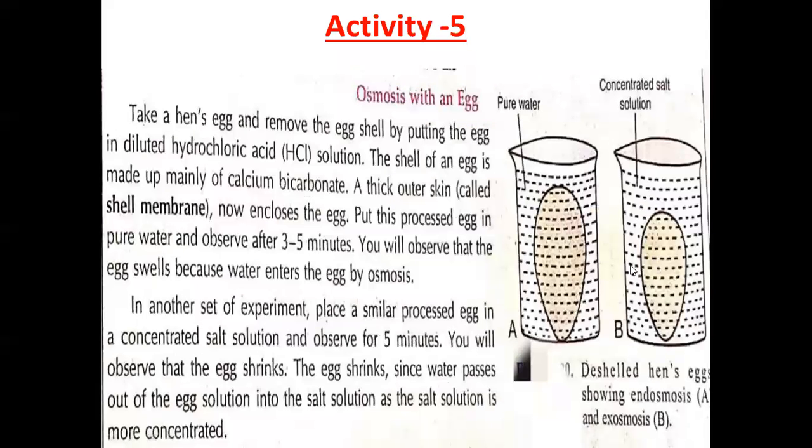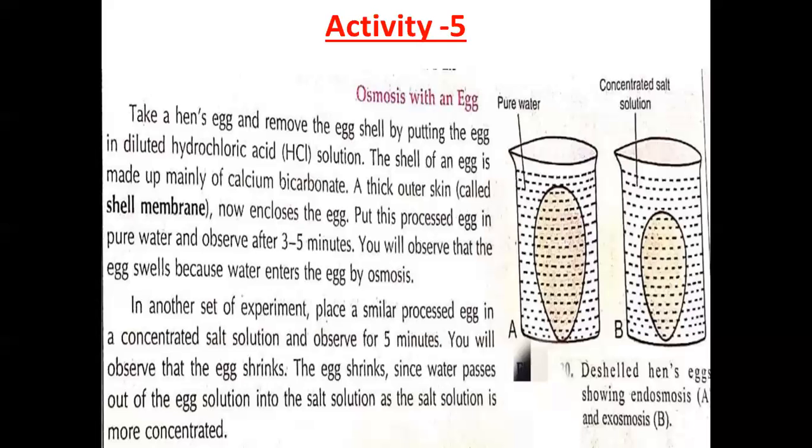Next activity, again to understand the same thing, we will be performing with the egg. What we have to do, we will take a hen's egg and remove the eggshell by putting the egg in dilute hydrochloric acid solution. The shell of an egg is made up mainly of calcium carbonate. A thick outer skin called shell membrane now encloses the egg. Put this processed egg in pure water and observe after 3 to 5 minutes. You will observe that the egg swells because water enters the egg by osmosis.